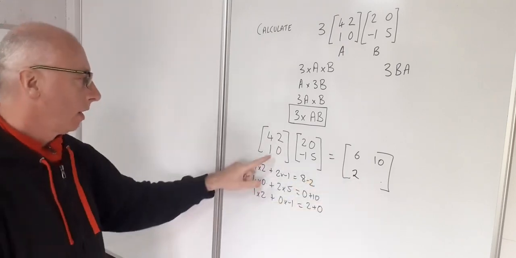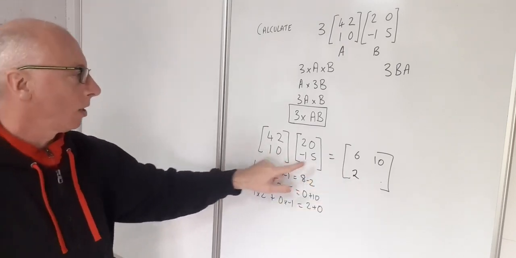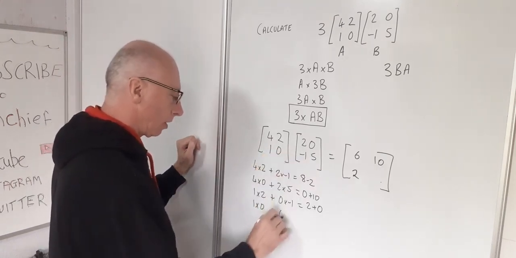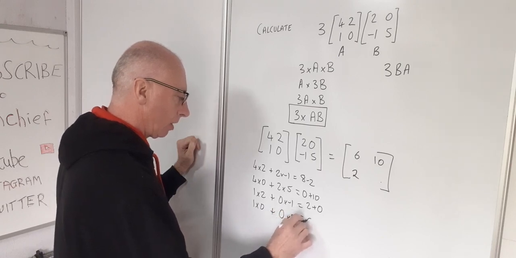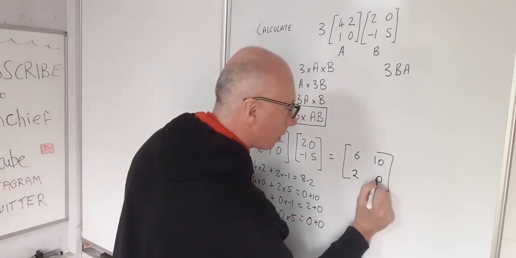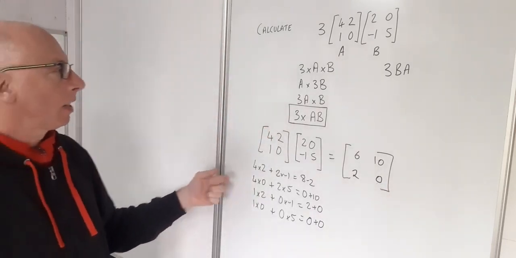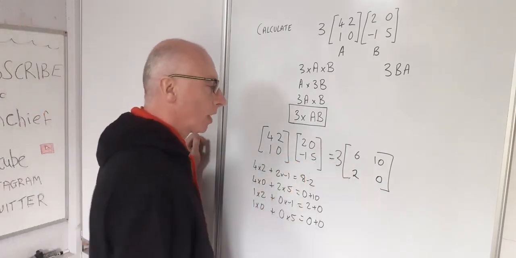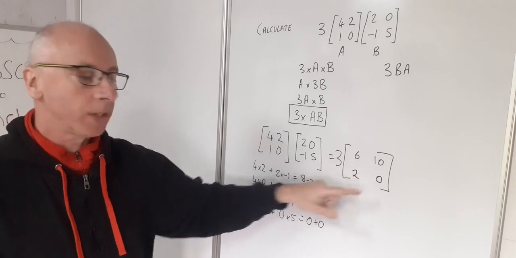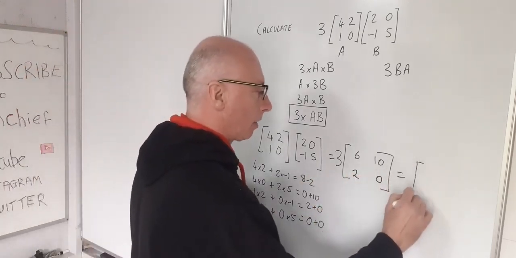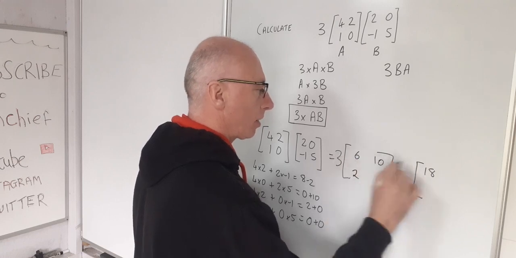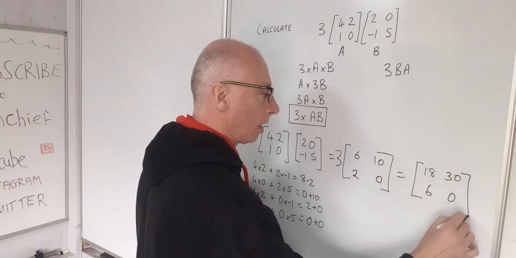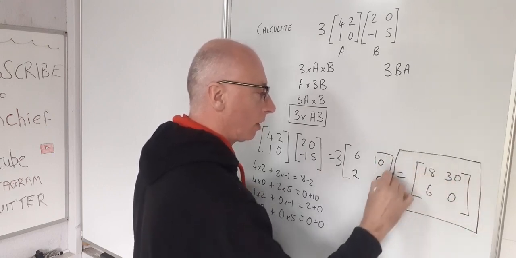Okay, and then the last one here, I'm going to do this row with this last column. So now I've got 1 times 0 plus 0 times 5, which is just going to give me 0 plus 0, which is hence 0. And then what's left now is the number 3. I need to just multiply that by everybody. So this time I'm just multiplying each of my elements individually. So now that will give me 3 6s are 18, 3 10s are 30, 3 2s are 6, 3 times 0 is 0. And that is going to be my final answer.